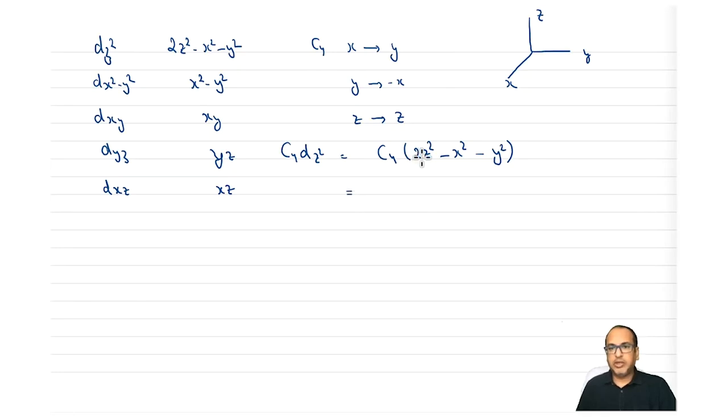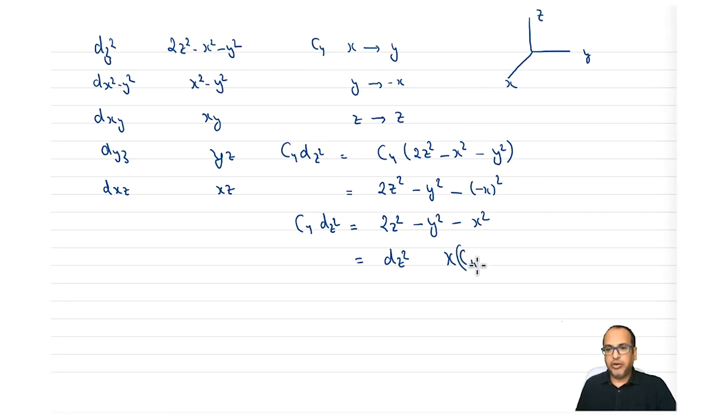Now this can be easily identified because we know the fate of z. The fate of z is z, so that does not change. Fate of x is y, so we have y square here. Fate of y is minus x, so we have minus x square here. So this gives rise to 2z square minus y square minus x square. So this negative becomes positive, and then you have negative here. Now that means C4 on dz square gives rise to dz square. That means the character under C4 should be equal to plus 1.